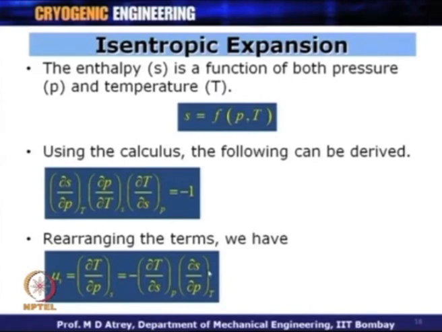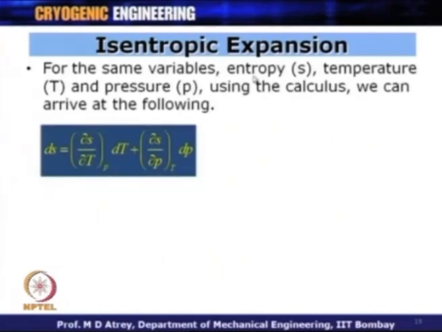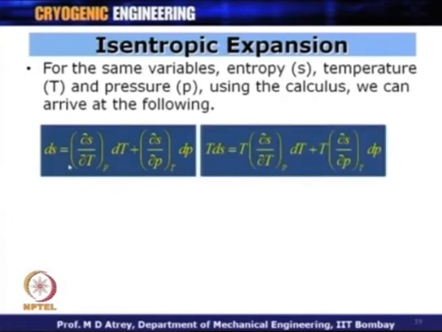Now, for the same variables entropy S, temperature T and pressure P, we use calculus again, and now I can write dS, basically writing this expression using partial derivatives in terms of T and P: delta S by delta T keeping pressure constant into dT plus delta S by delta P keeping temperature constant into dP. If I multiply by T, in the same line as what we have done earlier, we find that TdS is nothing but T multiplied by this term plus T multiplied by this term. Again using the same approach, this particular thing is nothing but Cp, while delta S by delta P gives minus del V by del T at constant pressure, which is what we obtained from Maxwell's equation.